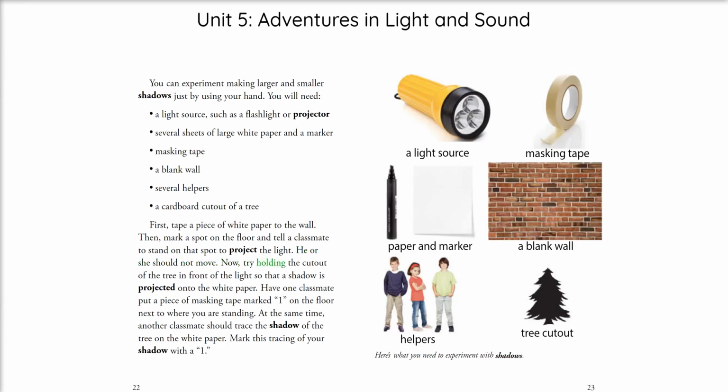Now, try holding the cutout of the tree in front of the light so that a shadow is projected onto the white paper. Have one classmate put a piece of masking tape marked 1 on the floor next to where you are standing. At the same time, another classmate should trace the shadow of the tree on the white paper. Mark this tracing of your shadow with a 1.